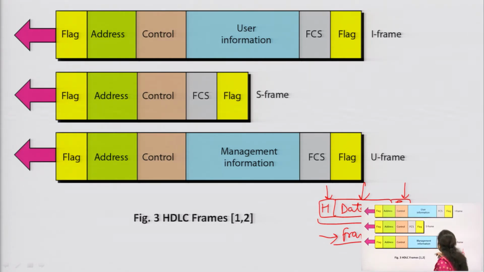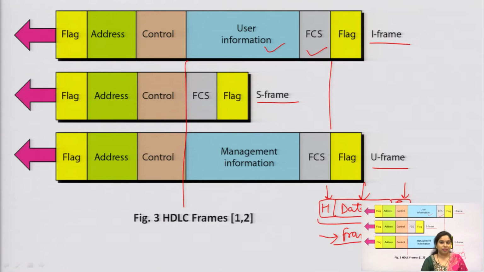Now, you can see that there are 3 different types of frames, like the first one is the I frame, then S frame and U frame. So, what does it mean? You can simply see the difference from this point to this point. This is how you can segregate these 3 frames. The first one is the I frame, which consists of the user information along with the frame check sequence.